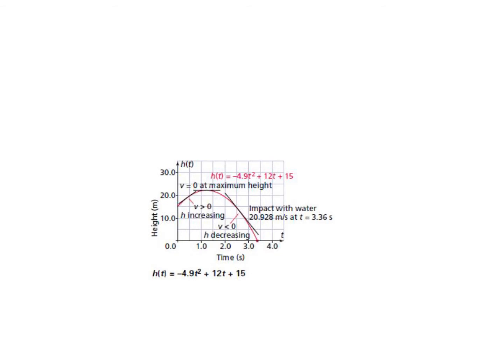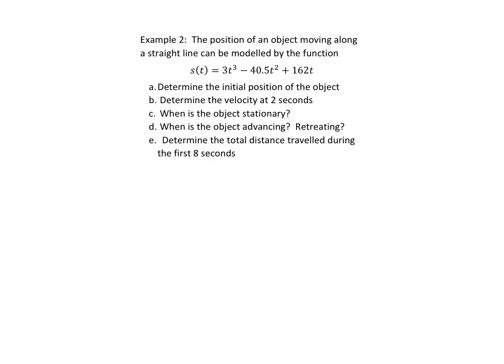And here is the graph that goes along with it. So there's lots of information we can see. We can see the initial height was at 15 meters. We can see that the velocity is positive as we reach the maximum, where it is now zero, sorry, horizontal line. And then here the velocity changes to a negative velocity. The impact of the water was at minus 21 meters per second because it's going down, and that occurred at 3.36 seconds. So that is our diagram of the height of the rock.